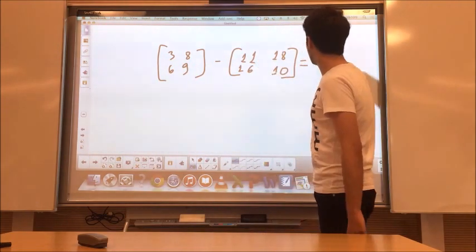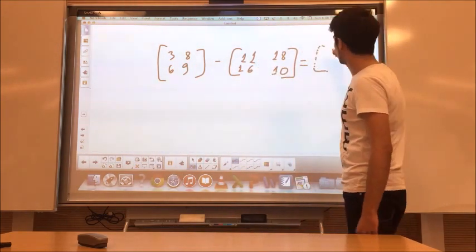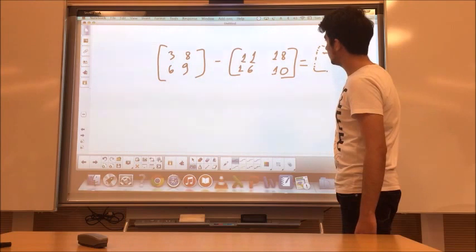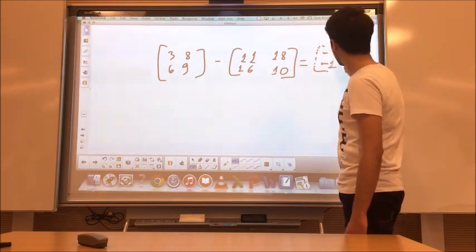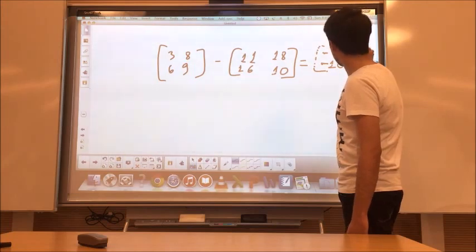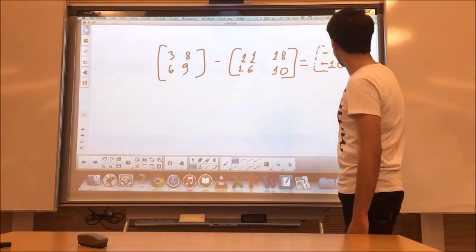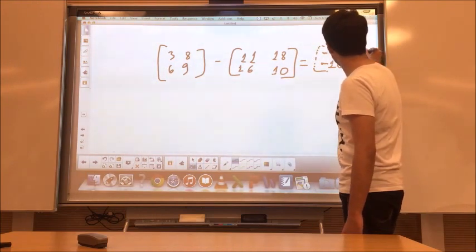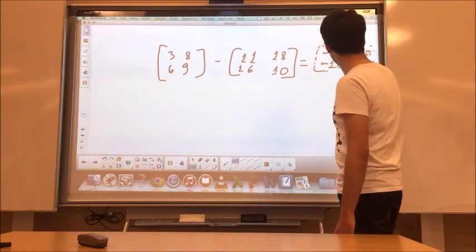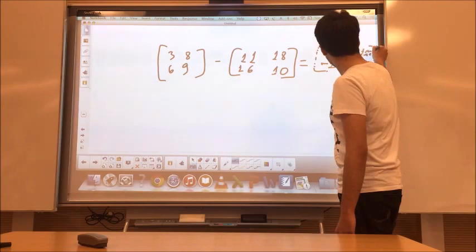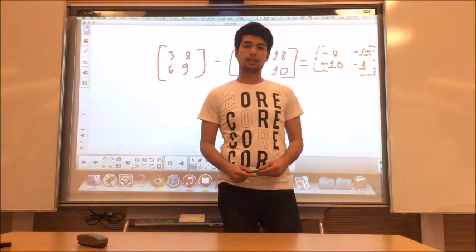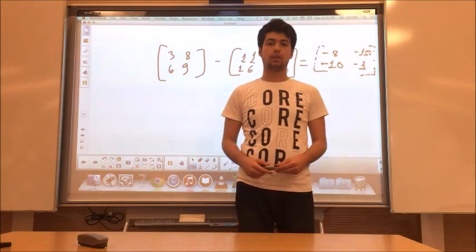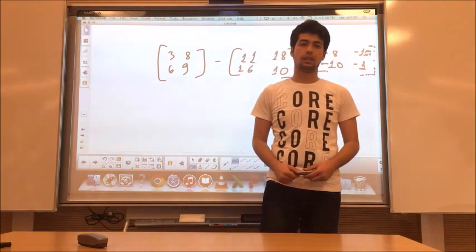3 minus 11 is equal to minus 8, 6 minus 16 minus 10, 8 minus 8 minus 10, also 9 minus 10 is equal to minus 1. And subtracting is actually defined as the addition of a negative matrix.